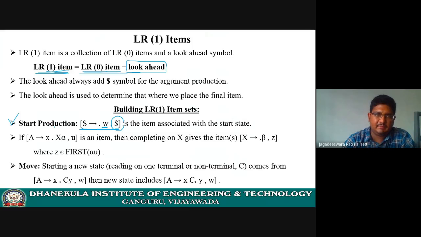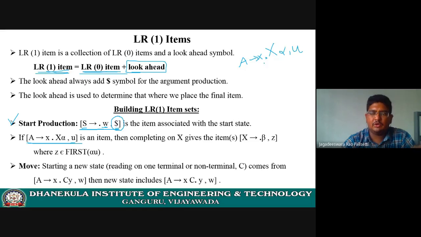So that is the first thing, ma'am. If your production rule is the starting production rule, dollar is your look ahead symbol. Easy thing to remember. For example, this is your production rule: A tends to, here I am writing, A tends to x dot capital X alpha, comma, some u is there.